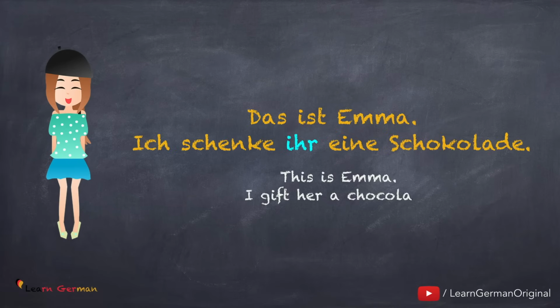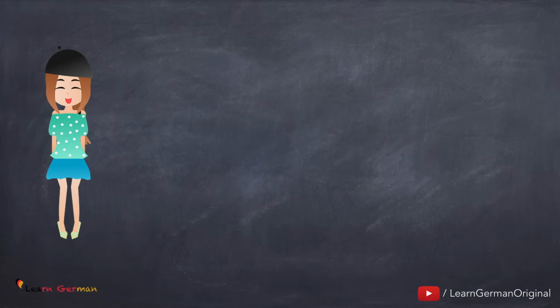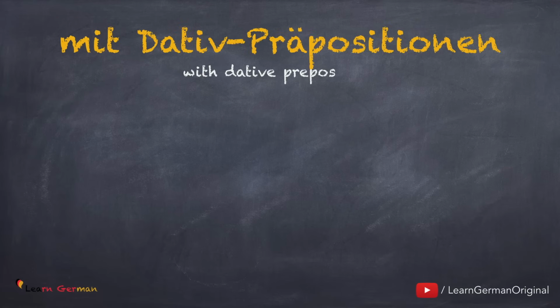Let's now take an example for a personal pronoun in dative. Das ist Emma. Ich schenke ihr eine Schokolade. In this case, since Emma is feminine, we use the personal pronoun sie in nominative, and this sie changes to ihr in dative. You can watch our video on dative personal pronouns to revise all of them in detail. So these were a few examples to understand when dative is used in the case of an indirectes object.